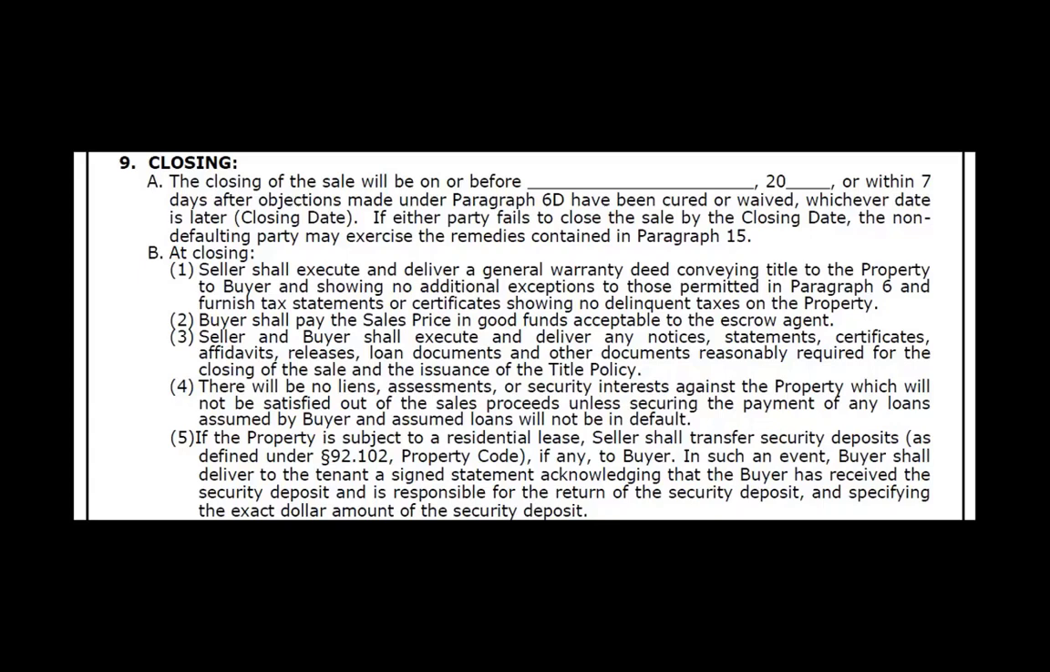So anyway, you just want to avoid that if at all possible. I'm never going to treat that as a relative date. If you think you're going to go beyond that date, you need to get out an amendment and extend the contract. Okay, B is all the things that must happen at closing. You've got to deliver the property free and clear to the buyer. The buyer's got to pay their money, and so on. And we're done.